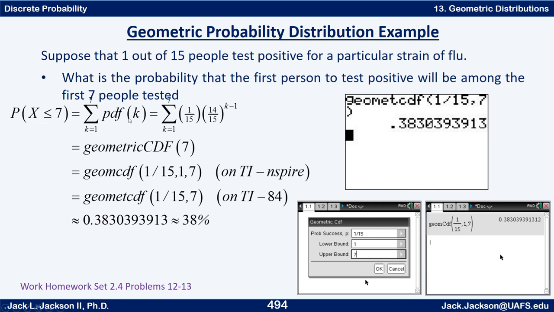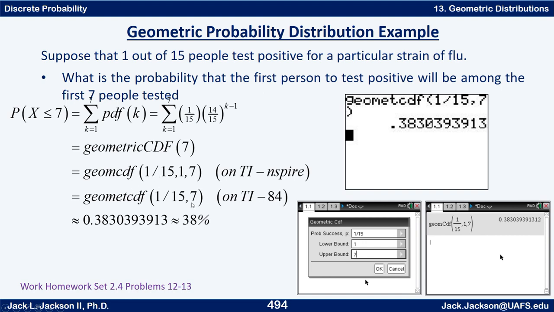That's the sum of the PDF, which is this right here, but that's actually the CDF. So that's a geometric CDF of 7 with this particular probability. The way that looks on the TI-nspire is geometcdf of 1/15, comma 1, comma 7. So the way the CDF works for geometric on the nspire is it's probability, lower limit, upper limit. Okay, and so this says sum from 1 to 7. That's the limits on this sum, and this is our probability.